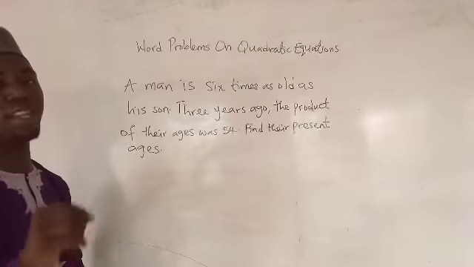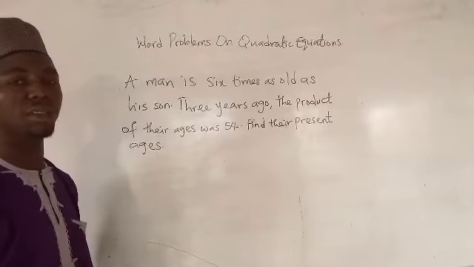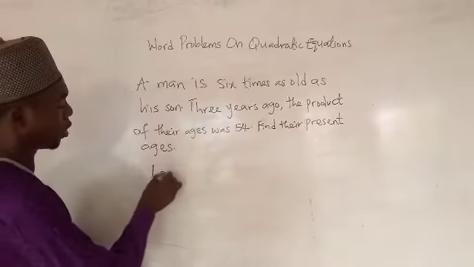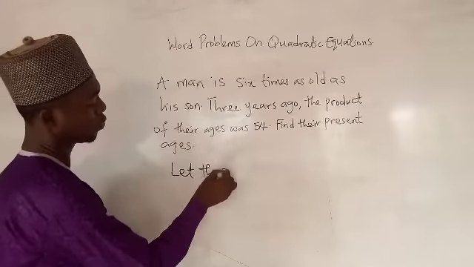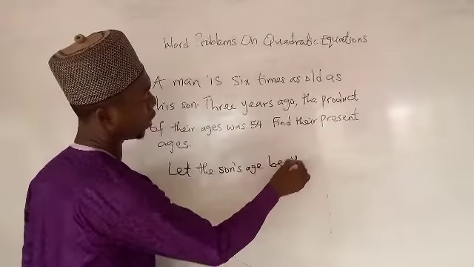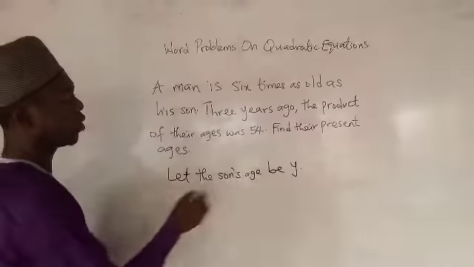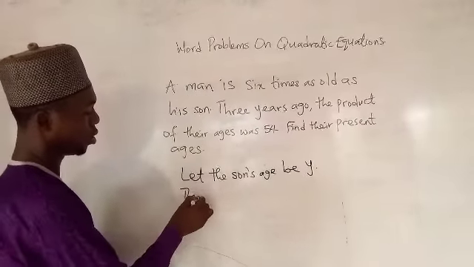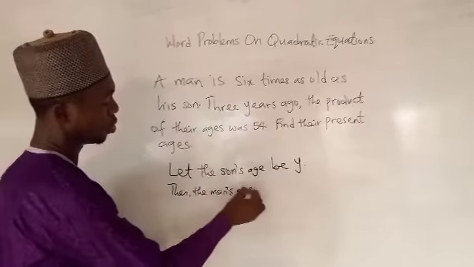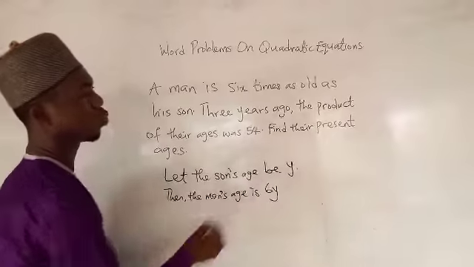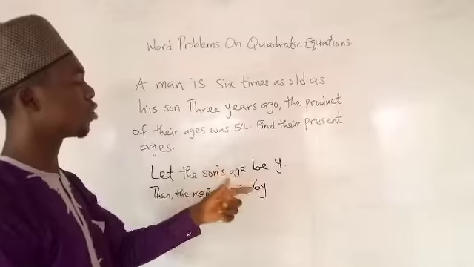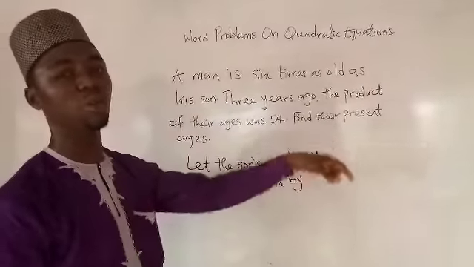You say the man is 6 times as old as his son. So the first thing we do is we say let the son's age be y. So if the son's age is y, then the man's age is what? 6y. The man is 6 times as old as the son. So if the son's age is y, then the man's age will be 6y.